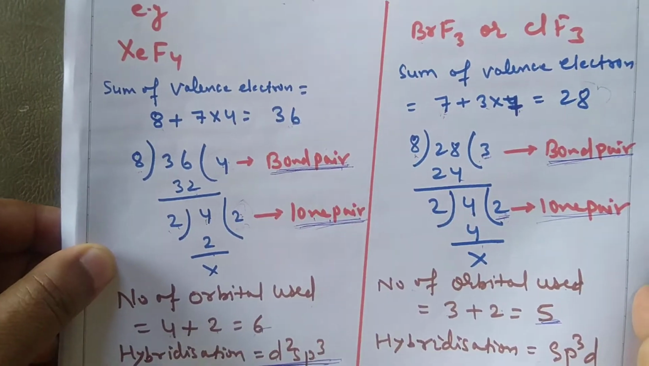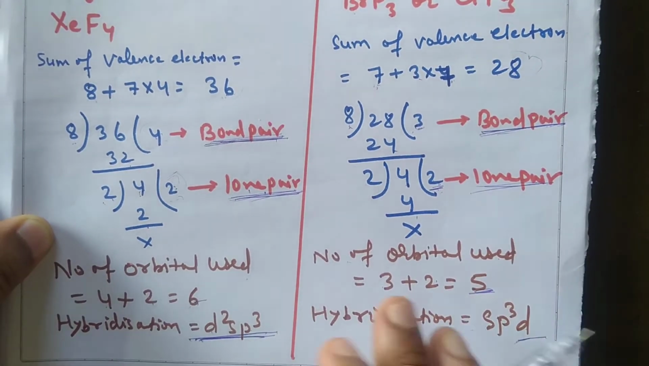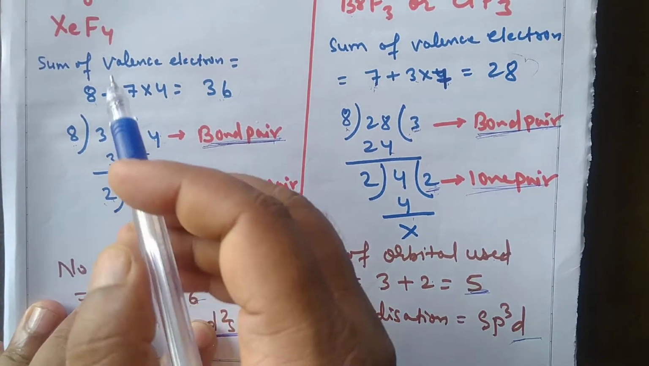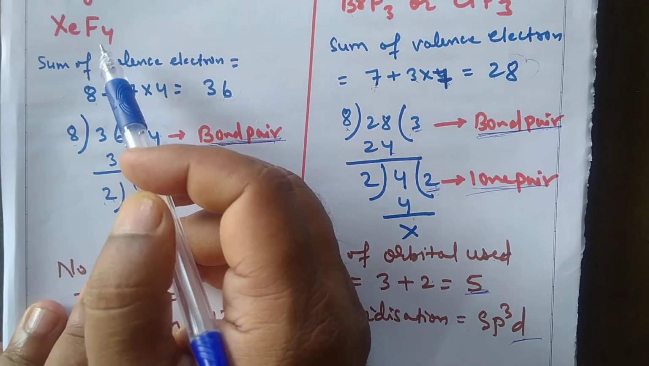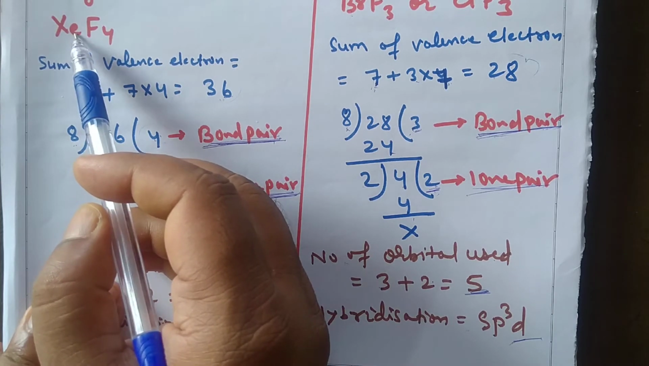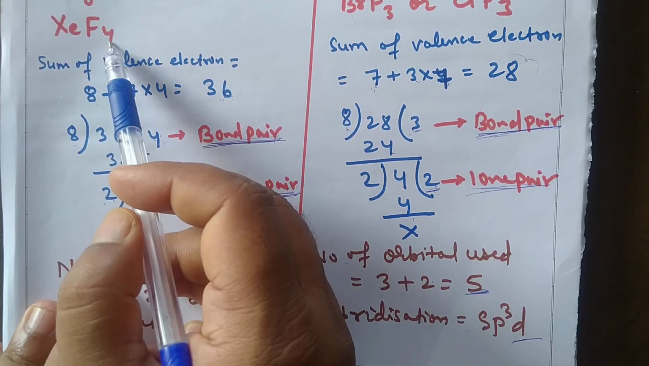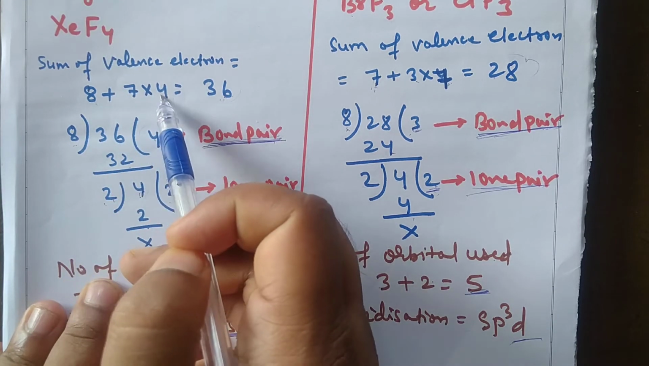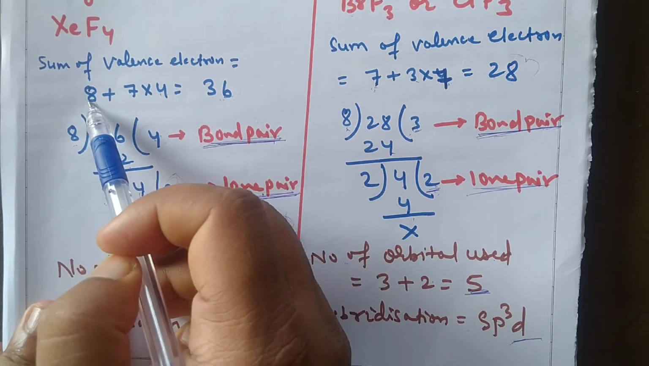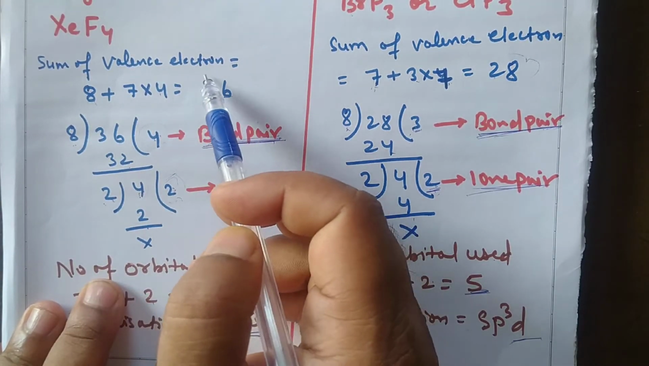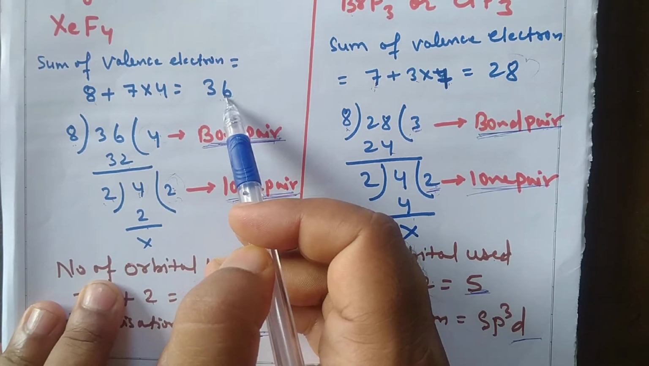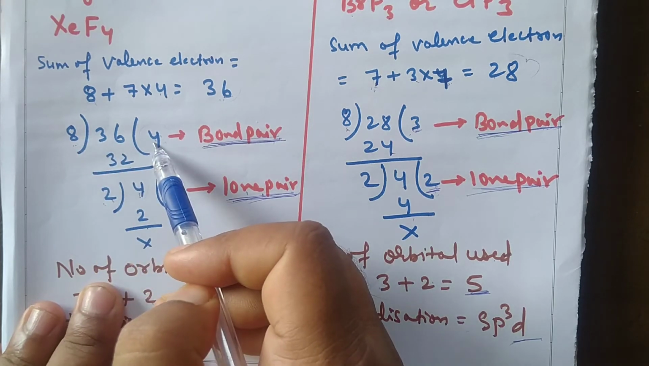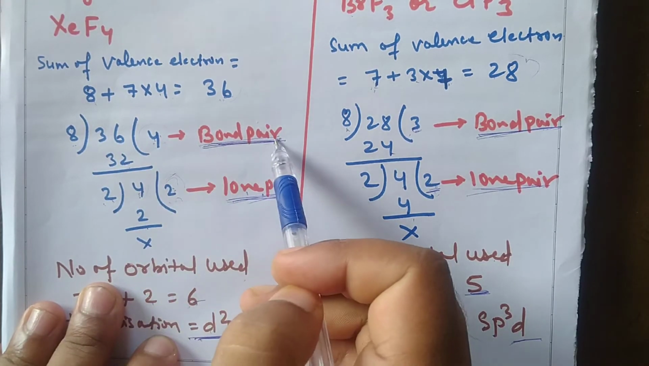Here you will take the example of xenon tetrafluoride. In xenon tetrafluoride, see step 1. First of all we have to add the valence electrons. The valence electron of xenon is 8 and there are 4 fluorine atoms, each fluorine having 7 valence electrons. So 7 into 4 is 28, plus 8 is 36. So the sum of valence electrons is 36. Now this value is divided by 8. 8 fours are 32. So here you get the bond pair.